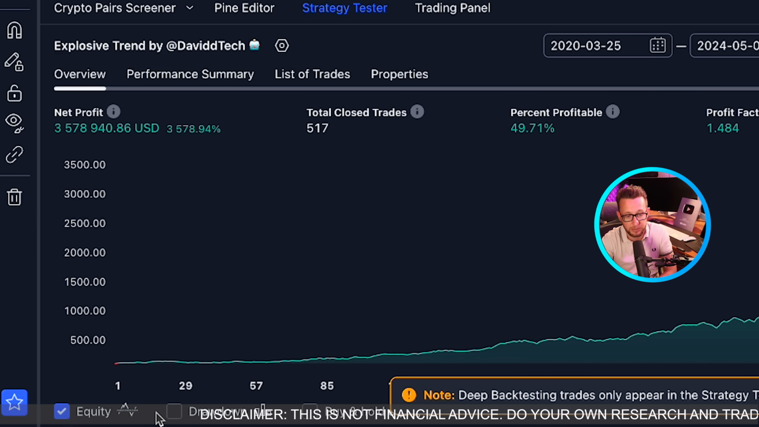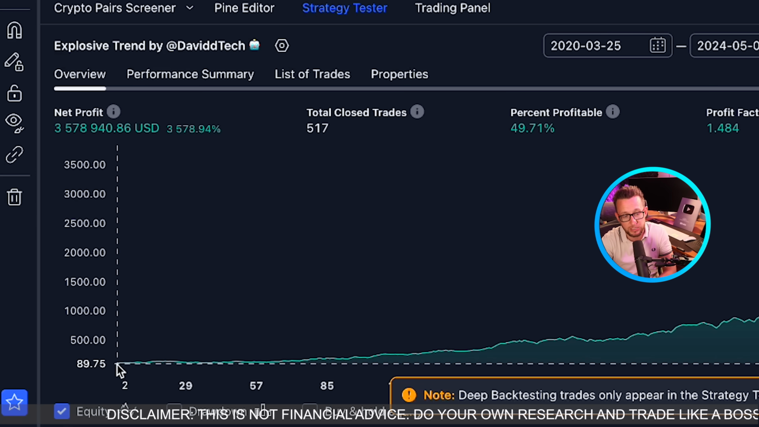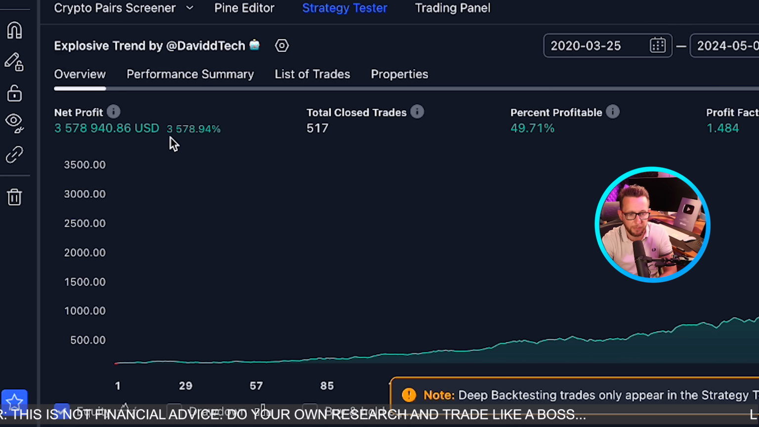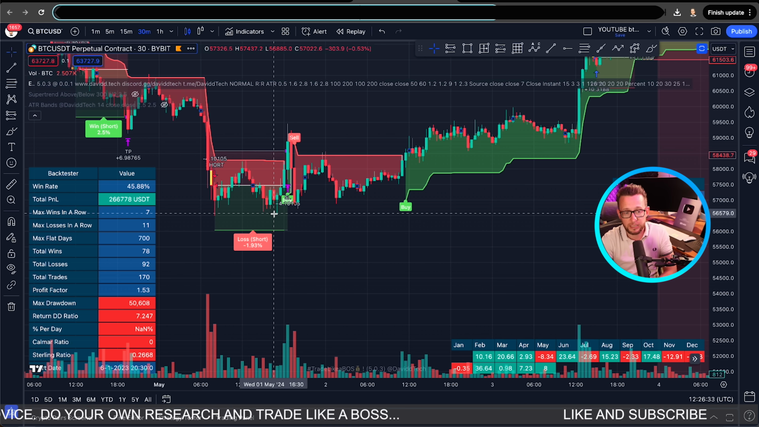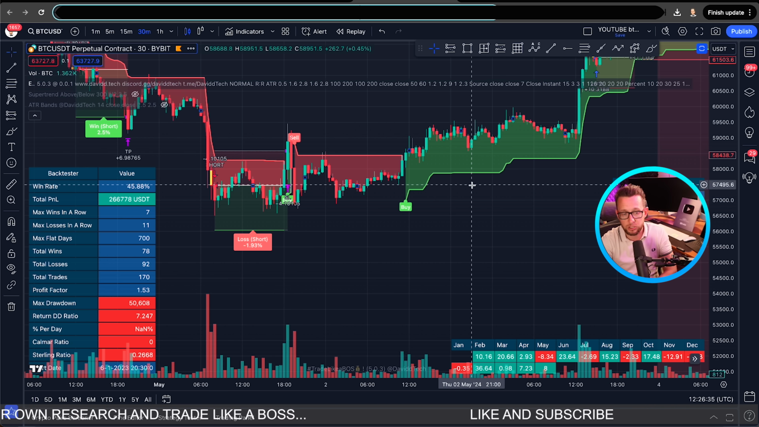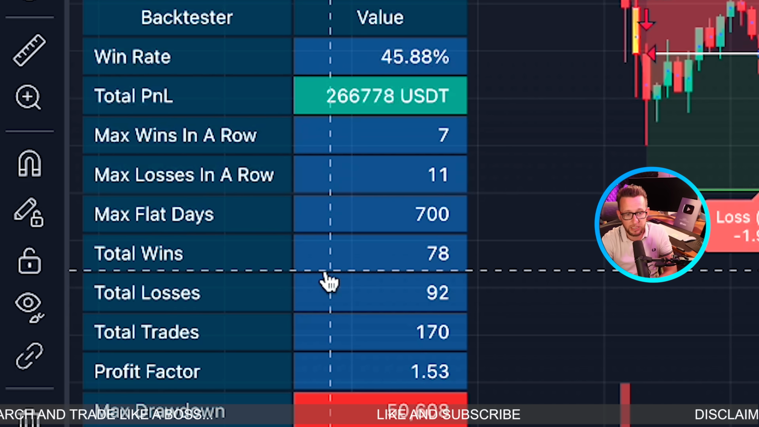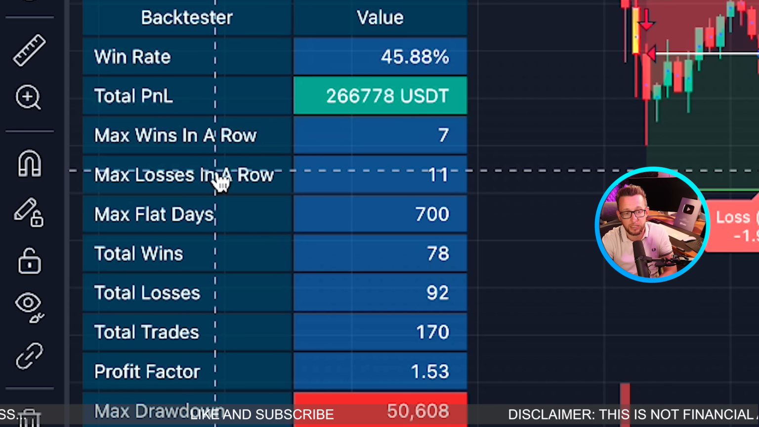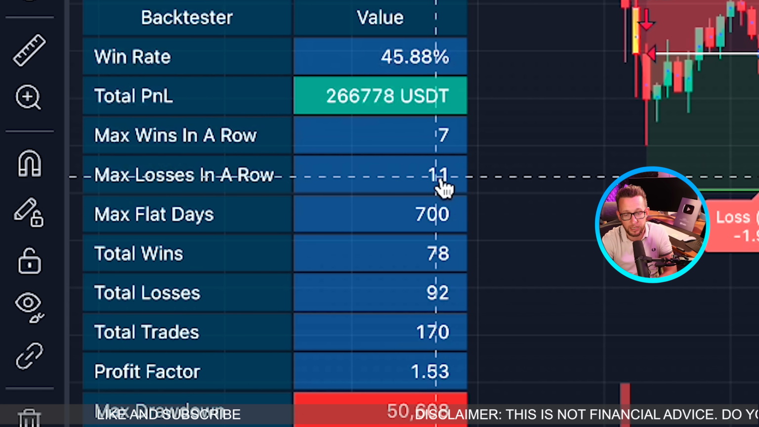We absolutely exploded that. That means that if you would have purchased Bitcoin here, you would be up 900%. With this trading strategy, you would have been up a 3,500%. Let's have a look at the local data very quickly. Now, this is on a much smaller amount of data. As you can see, we only had 170 trades here, but the max wins in a row was 7 and the max losses in a row was 11.